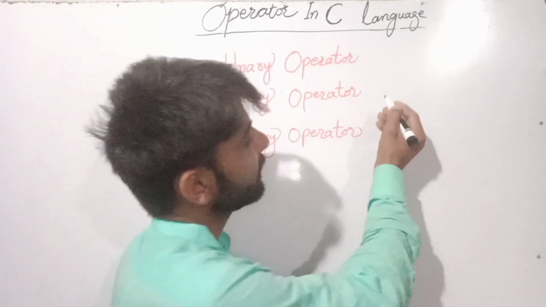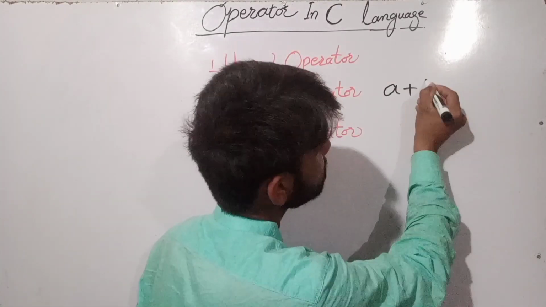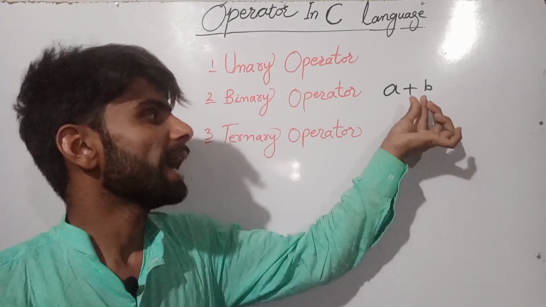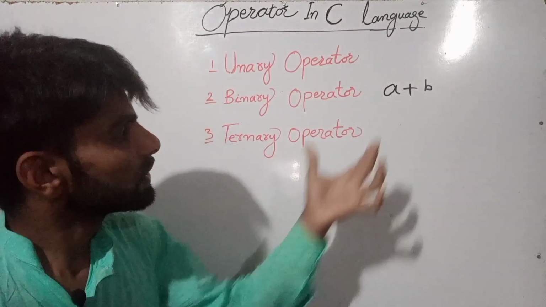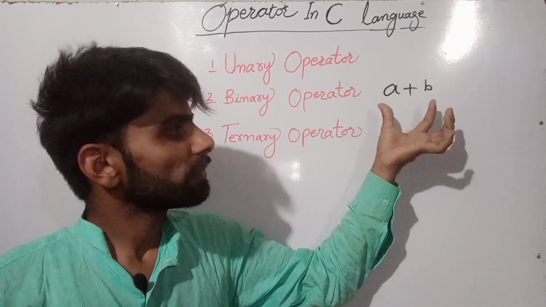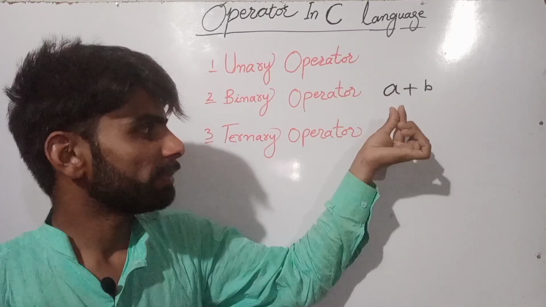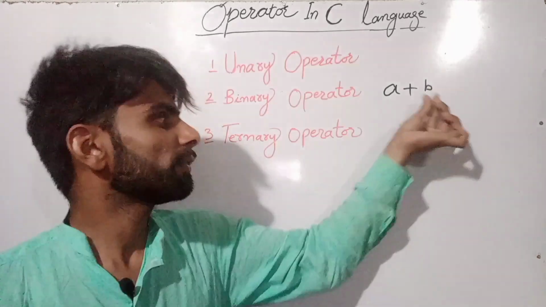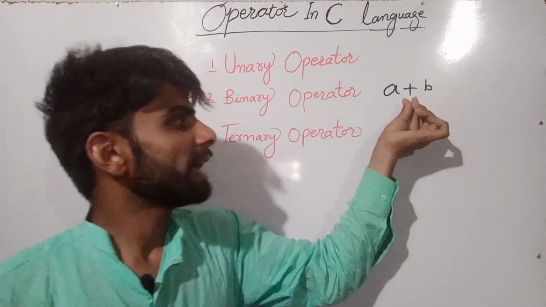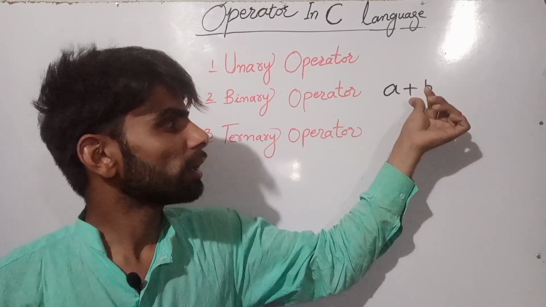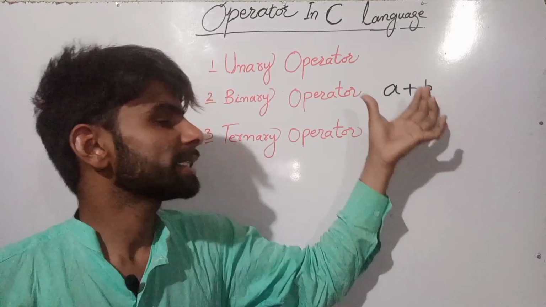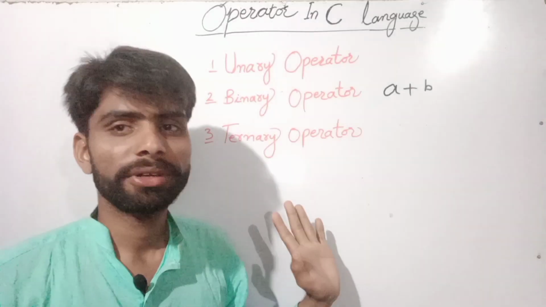For example, I write here a plus b. Suppose these two are variables and this is the plus operator. So these are two operands and this is plus. For example, the variable a holds the value 10 and b holds the value 20, and plus will give 30. This is the calculation of plus. The symbol used to do the calculation is called the operator, and the variables on which the calculation is performed are called operands. I hope you understand it.